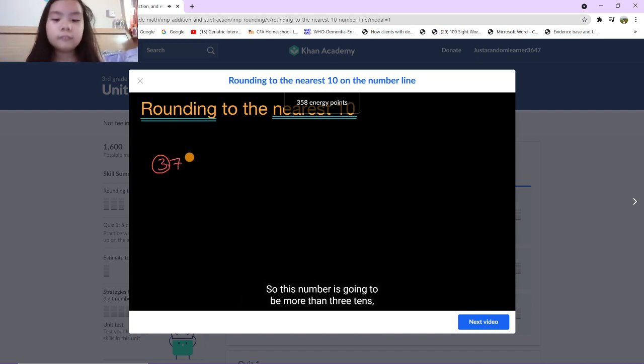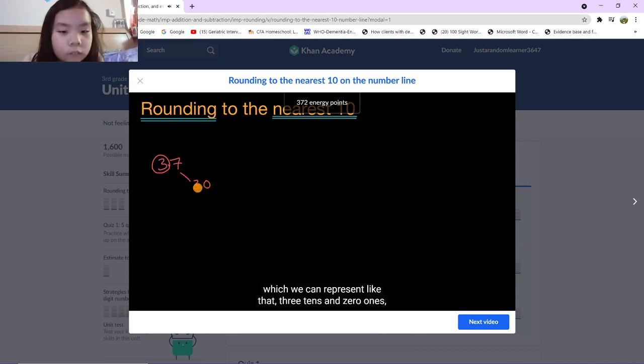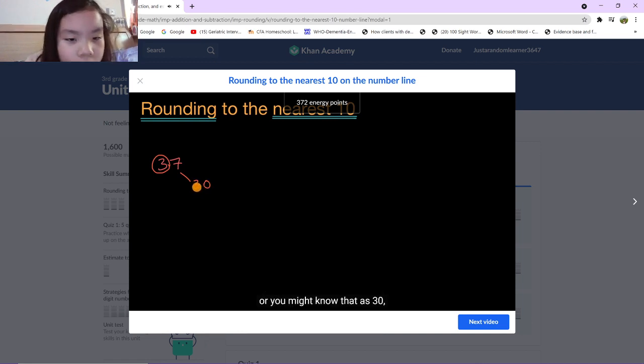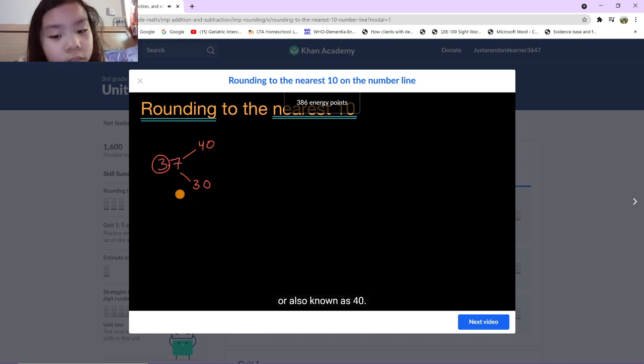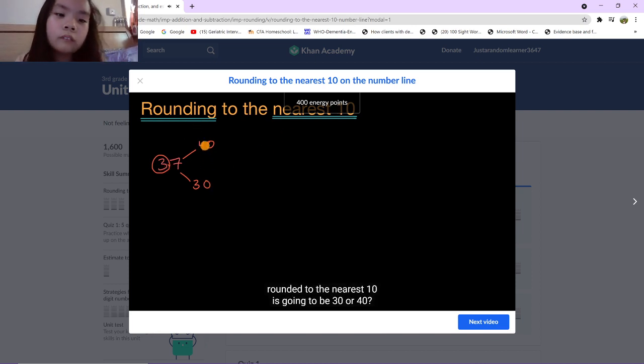So this number is going to be more than 3 tens. I could do it like this. It's going to be more than 3 tens, which we can represent like that. 3 tens, 0 ones, or you might know that as 30. And it's going to be less than 4 tens, or also known as 40. And so when you're rounding, you're either going to round to the number of tens that is right below this number, or the number of tens that is right above that. But how do we know whether 37 rounded to the nearest 10 is going to be 30 or 40?